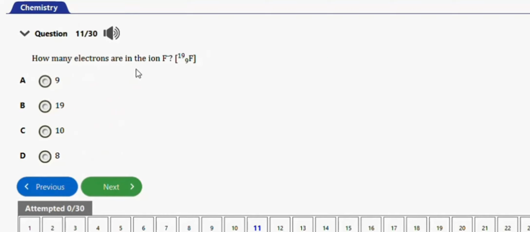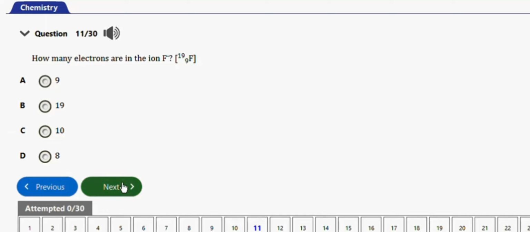It says, how many electrons are in the ion? This is the fluoride ion. So the right option to this question will be option C. Remember, this is a charged atom, a charged non-metal. This shows that this fluorine is receiving 1 electron to attain stability. So when it does that, the number of electrons will now be 10. Because if this atom were not charged, the number of electrons would have been 9. But since it's charged, it's going to receive 1 electron to gain stability. The right option is option C. That's it for this question.